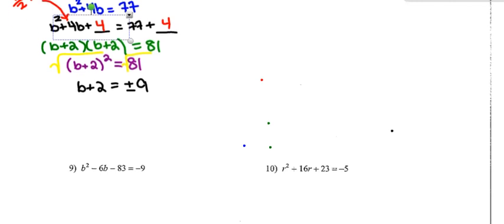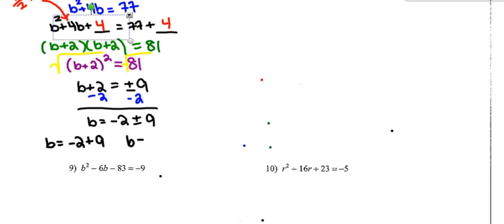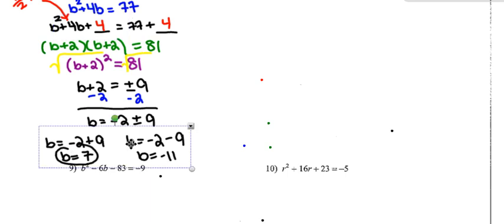I'm going to subtract 2 from both sides. So now I end up with negative 2 plus or minus 9. So in other words, I've got negative 2 plus 9, and I've got negative 2 minus 9, which tells me that b can either be 7 or b can be negative 11. So in this case, we've got answers that are rational. Oh, that was fun.